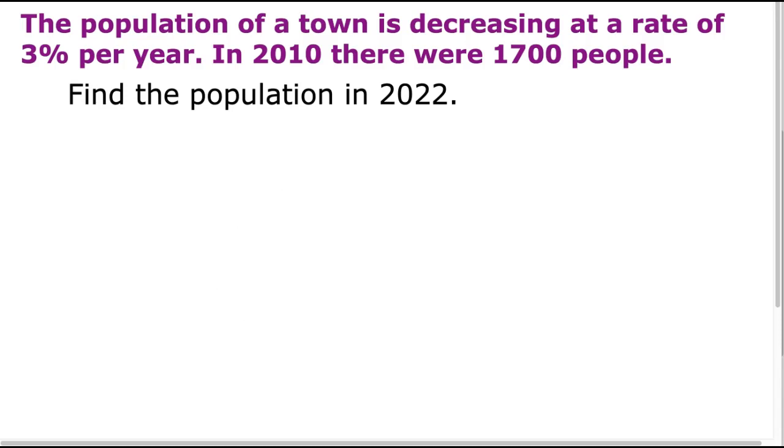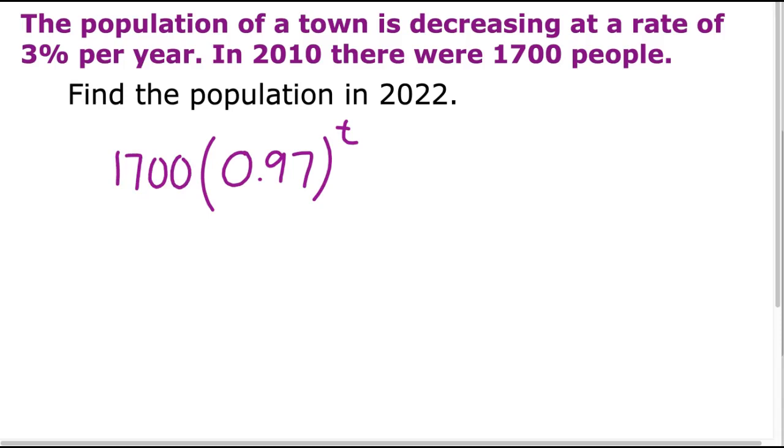So now if we have a population in a town that's decreasing by 3% per year, then we're going to have 0.97 to the t power. And the initial amount in this case was 1,700 people. So 1,700 times 0.97 to the t. It started in 2010. We want to know for 2022, so that was how many years? 12. So we're going to find f of 12, which is equal to this.